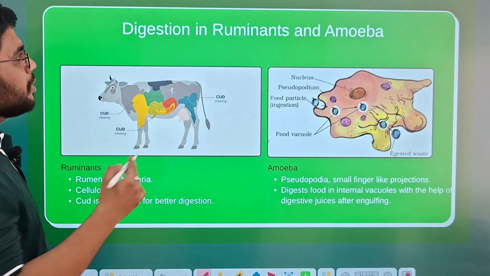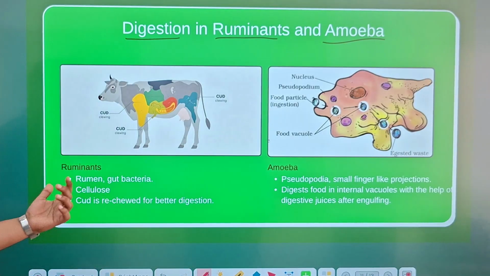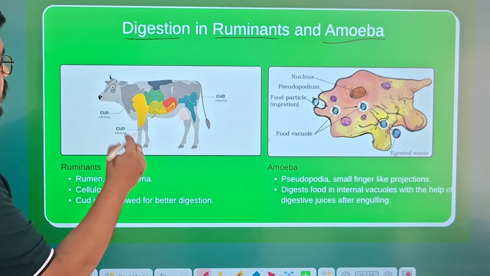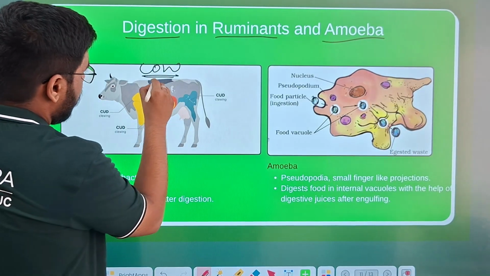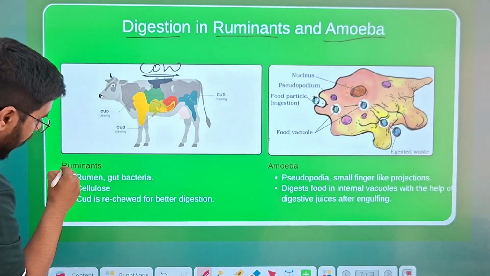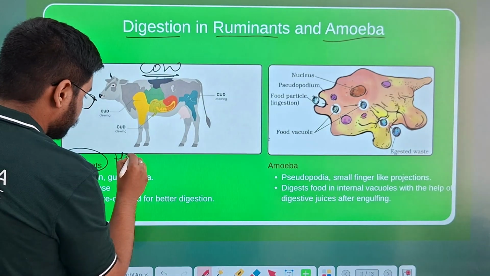Next, we are coming into the digestion of ruminants and amoeba. Other than humans, these are the main animals which are mentioned in the textbook. This is of course the picture of a cow. How does a cow digest food? These kinds of animals usually are called ruminants, mainly herbivores.